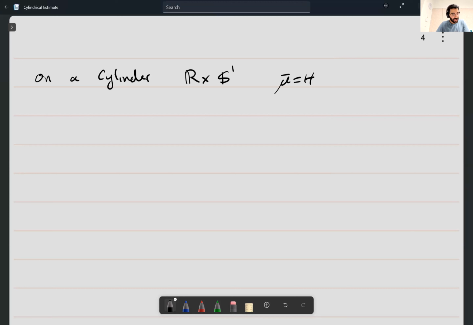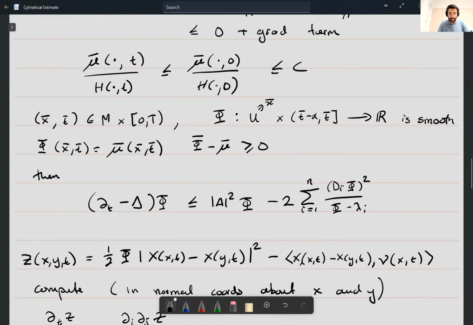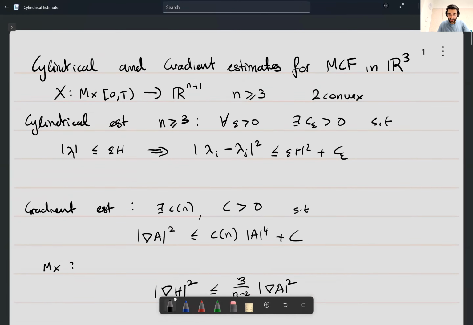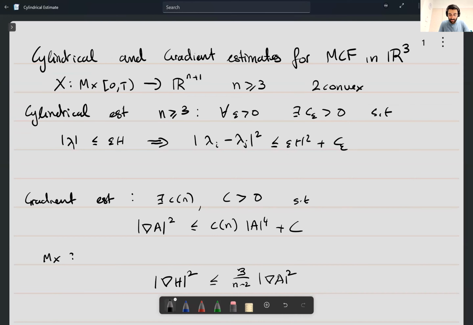So the goal here is to show that if you take a blow-up limit at a point where h goes to infinity in two-dimensional mean convex mean curvature flow, then if it's a cylinder, you get mu equals h. Okay, so let's write down a theorem. The point is that this inscribed radius is the thing you want to use to replace this quantity for the cylinder, which is the difference between the two principal curvatures.